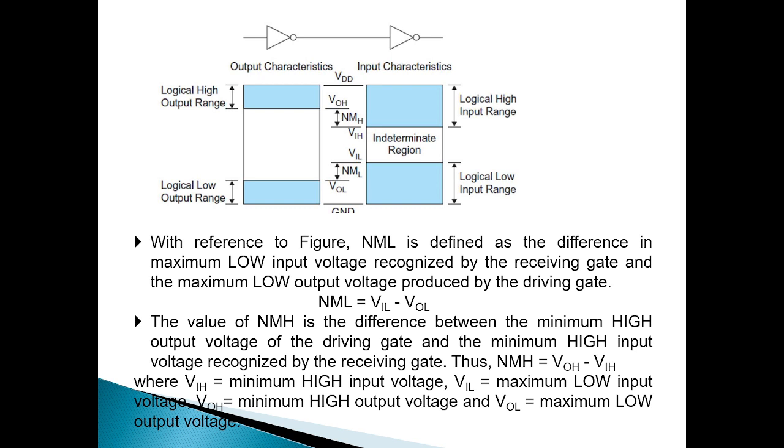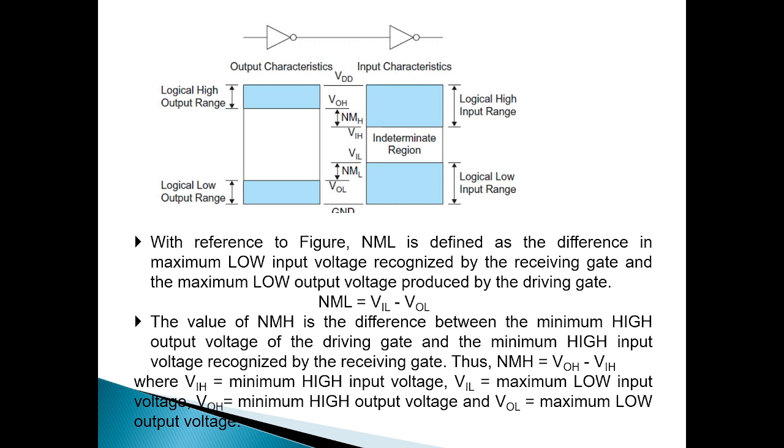From the figure we can clearly understand. This is the logical high output range. This inverter represents output characteristics: the left side is the output and the right side represents the input characteristics. The upper one is the high output. The suffix OH represents high output, OL represents output low. Similarly, NMH means noise margin high, IH means input high, and IL input low. Now I hope the parameters will be clear.